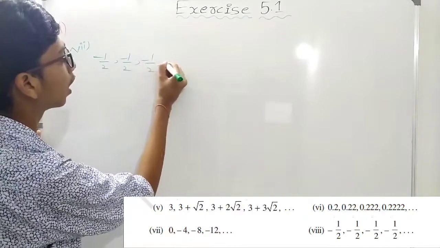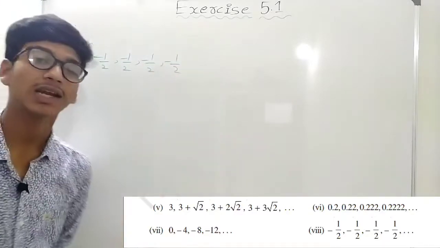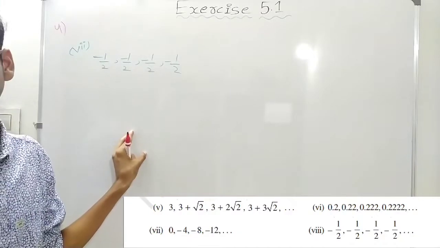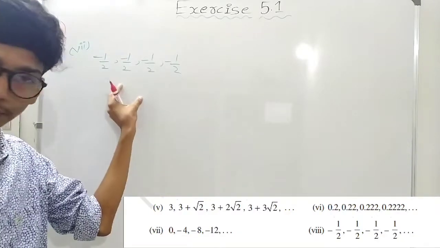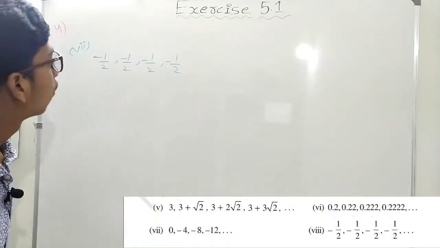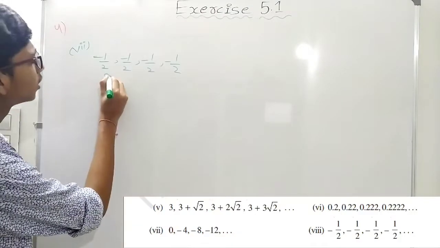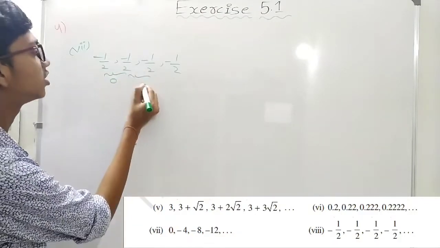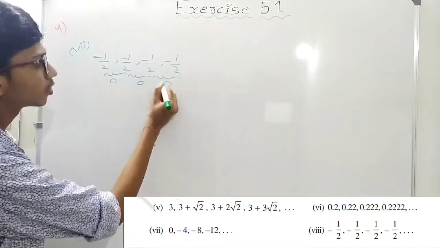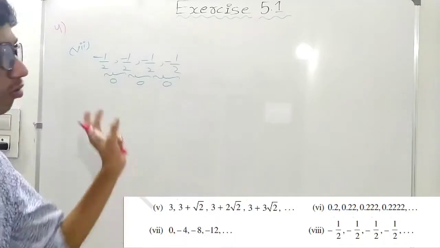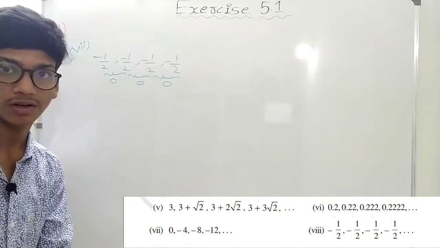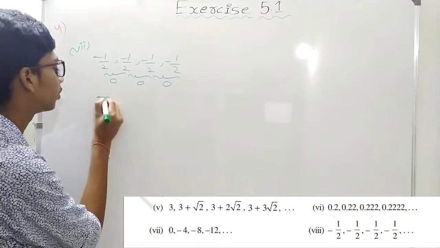Here clearly it is in the arithmetic progression. How? Why? Because the difference between any two numbers is 0 here. Nothing is added, nothing is deducted. So we can say that it is in the AP.